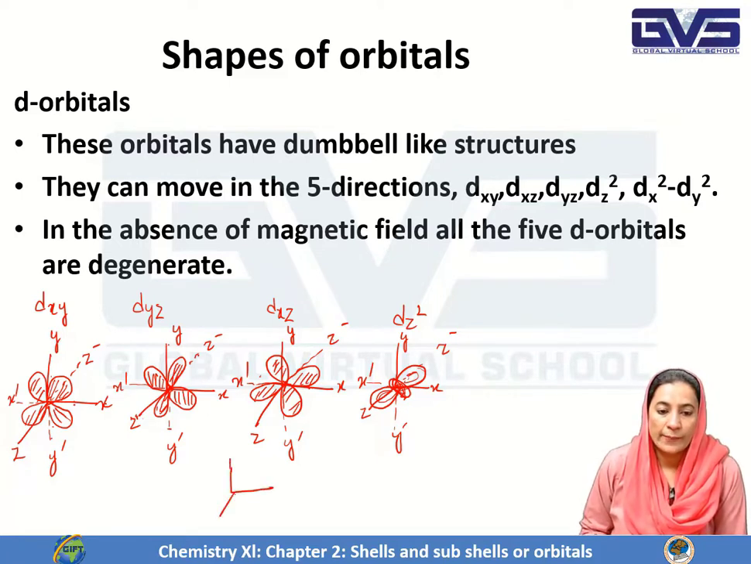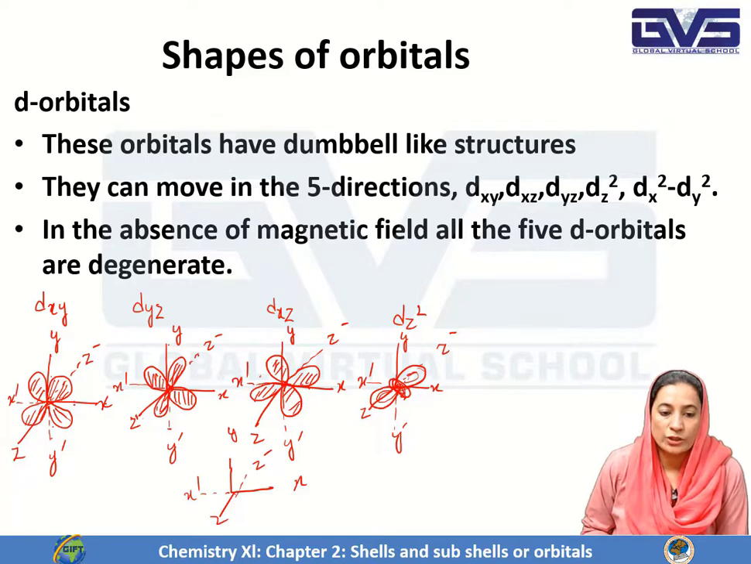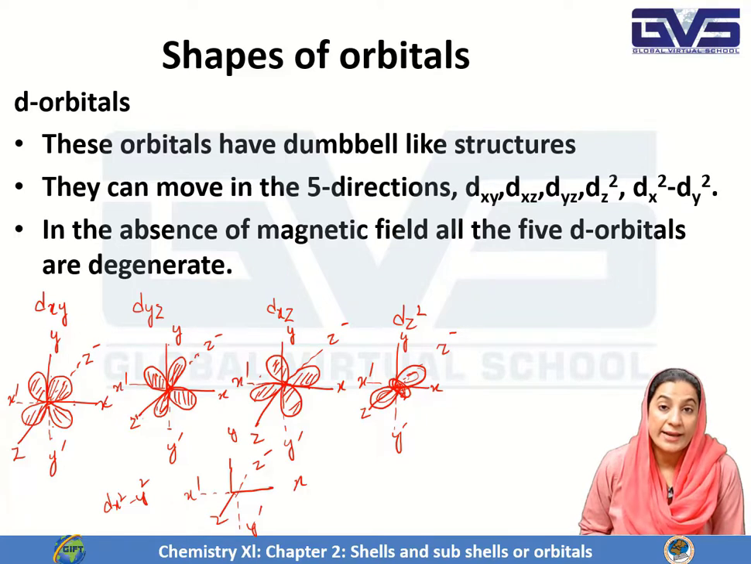This is very easy. Again draw x, y and z, and opposite of this x dash, z dash and y dash. This is for dx square minus y square, and this is on the x axis and y axis. This is a double dumbbell, one on the x axis and one on the y axis. So select the x axis, this one dumbbell, and now select the y axis. So this one is the y axis.